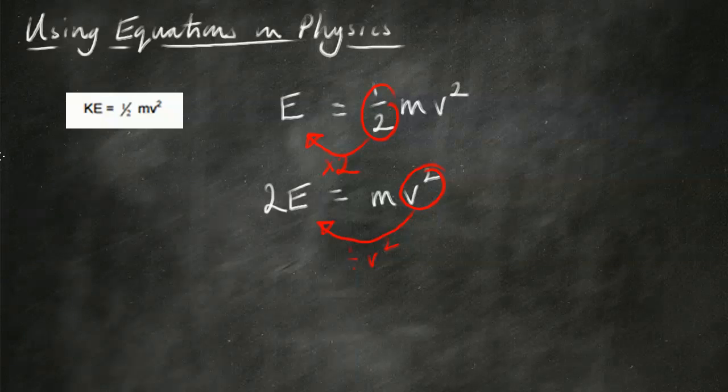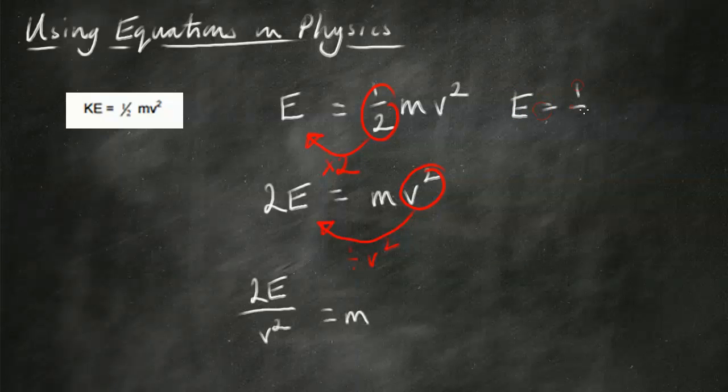So 2e, 2 kinetic energy, divided by velocity squared equals mass, and you can work out the mass like that. Okay, not too difficult. Let's do it again for rearranging for velocity. If we want velocity equals, how do we do that?